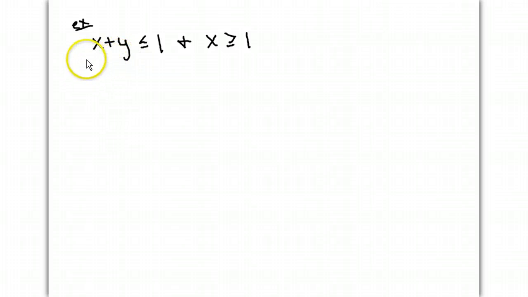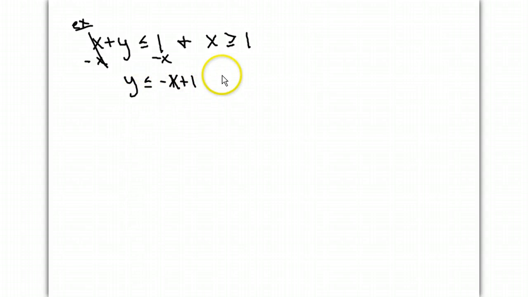Okay, let's say we have the equation x plus y less than or equal to 1, and we also have the equation x is greater than or equal to 1. So for the first equation we solve for y, so we subtract x from both sides. And what we end up with is y is less than or equal to negative x plus 1. And the other one is just x greater than or equal to 1.